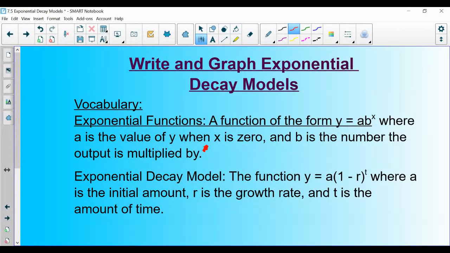An exponential decay model, remember, this was like you have an investment of some sort and it's growing at a certain rate was the growth model. That was from last lecture. Now with the decay model, the difference here is that this is going to be a subtraction sign rather than an addition sign. This should say decay, where a is the initial amount, r is the decay rate. It's not growing now, it's decaying, and t is still the amount of time.